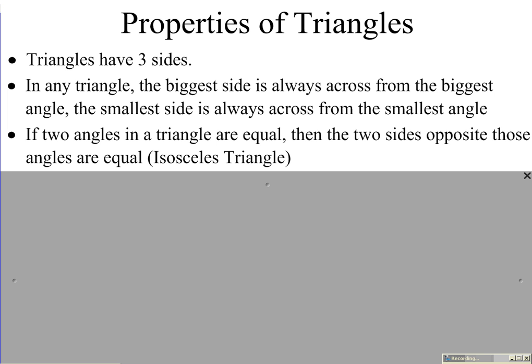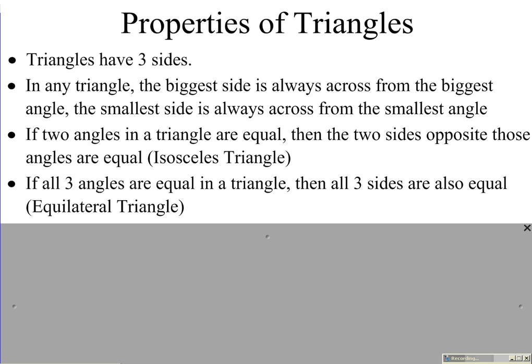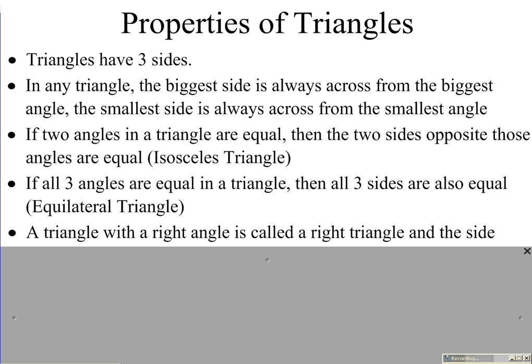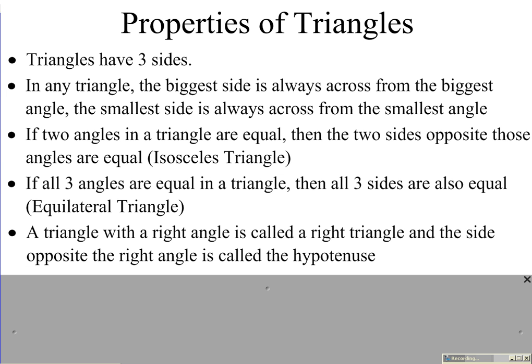If two angles in a triangle are equal, then the two sides opposite those angles are equal. That is called an isosceles triangle. If all three angles are equal in a triangle, then all three sides are also equal. That is called an equilateral triangle. So remember, there is a relationship between the angles in a triangle and the sides opposite those angles. Keep that in mind whenever you are working with triangles.